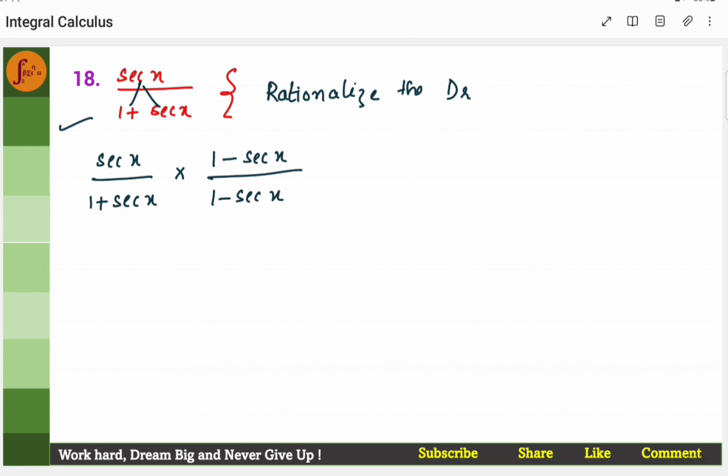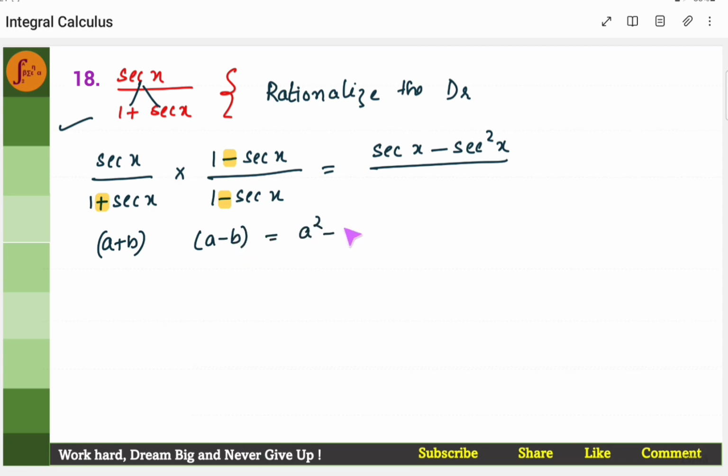Take the opposite sign, right? And multiply and divide. So now what you will get? You will get secant x, I will multiply, minus secant square x by, now this is of the form a plus b and a minus b. This can be written as a square minus b square. Instead of a, I have 1. Instead of b, I have secant x, right? So I can write this as 1 square minus secant square x.